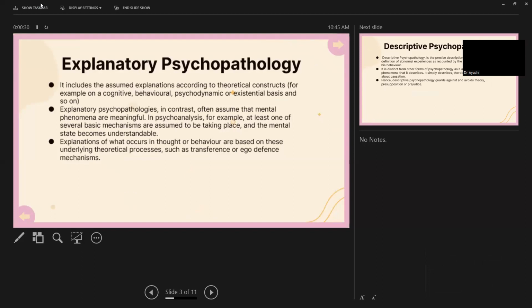Explanatory psychopathology. It includes assumed explanations according to theoretical constructs, for example on a cognitive, behavioral, psychodynamic, or physical basis, and so on. Explanatory psychopathologies, in contrast, often assume that mental phenomena are meaningful. In psychoanalysis, for example, at least one of several basic mechanisms is assumed to be taking place, and the mental state becomes understandable. Explanations of what occurs in thought or behavior are based on these underlying theoretical processes, such as transference or ego defense mechanisms.